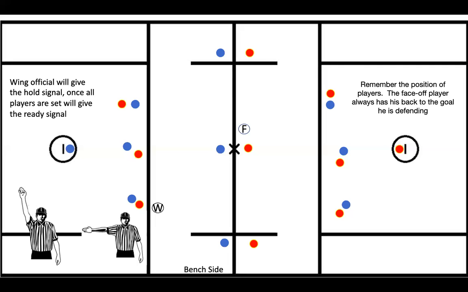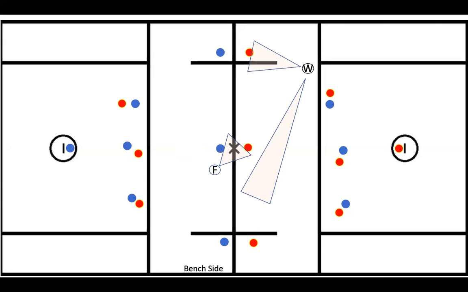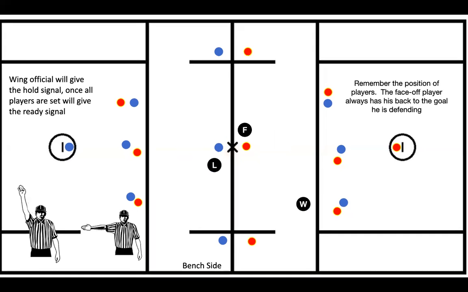The wing official will give the hold signal. Once all players are set, we'll give the ready signal. Remember, hold is hand up, ready is direction of attack. Now on the face-off, you can point either direction. It doesn't matter. Just one's hold and one is the ready signal. In the two-man mechanic, our main responsibilities: the face-off official is responsible for the face-off. The wing official pre-whistle is responsible for both wing lines. Same thing from the opposite side of the field. Face-off official is responsible for the face-off players. Wing official is responsible for the wing players.